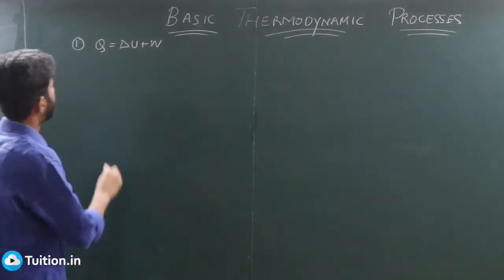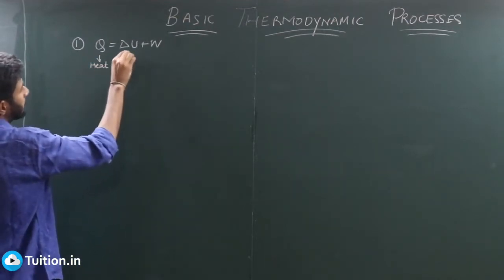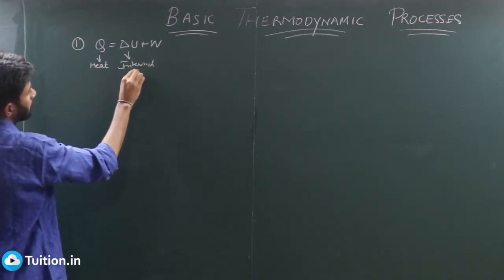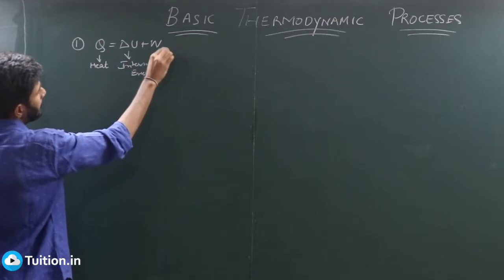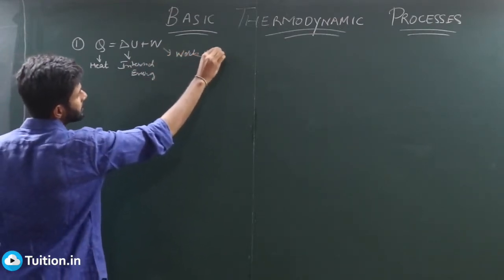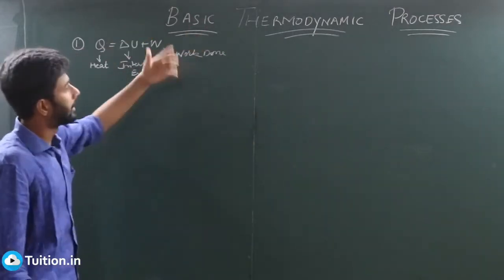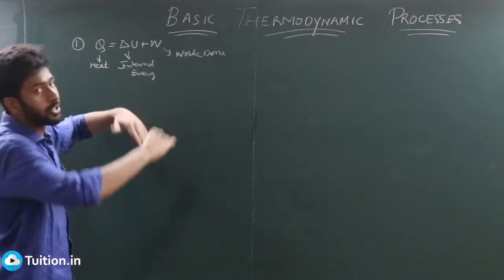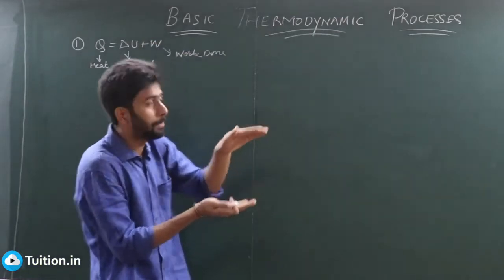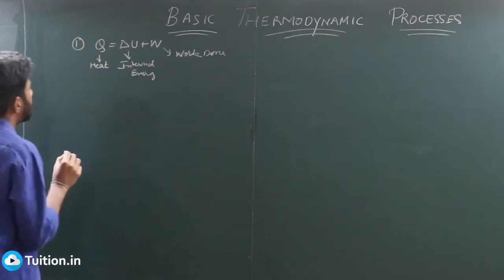Then ΔU is the internal energy. Q is the heat involved in the process, and ΔU is the internal energy. And W is nothing but the work done by the system, the PV work done by the system. If the system does work, if it expands, then it's positive. And if the system is compressed, that means if work is done on the system, then it will be negative. That's the sign convention that we will follow.